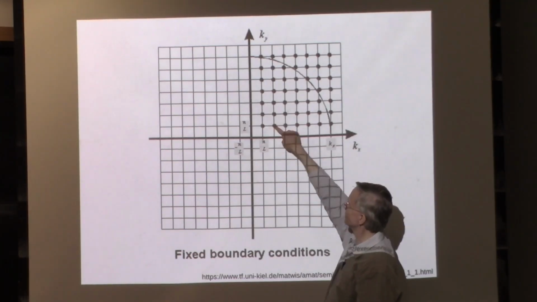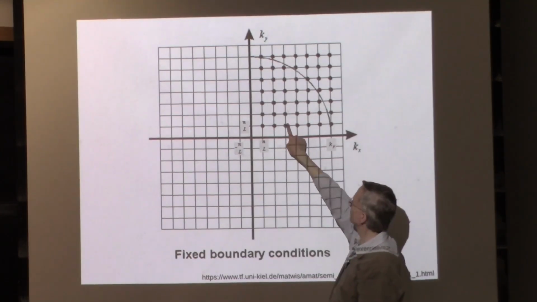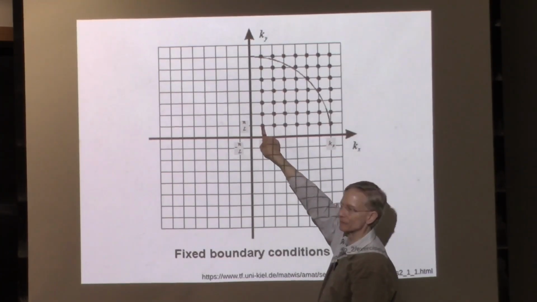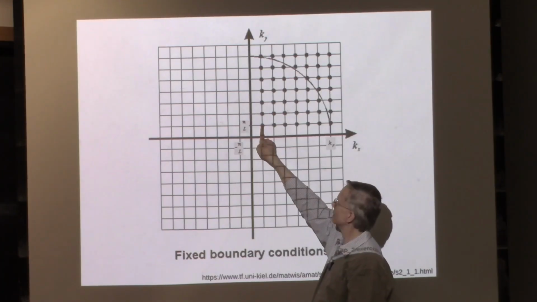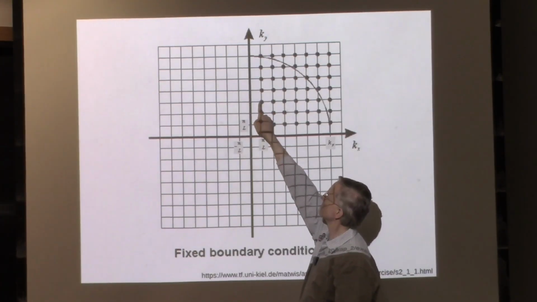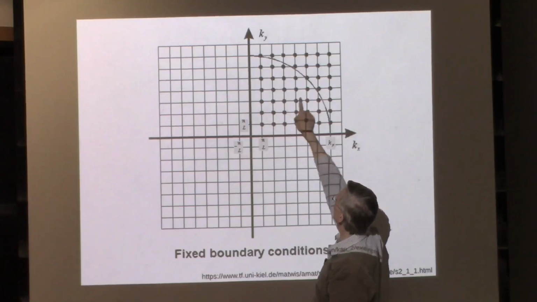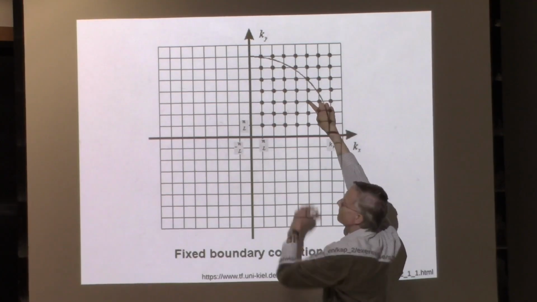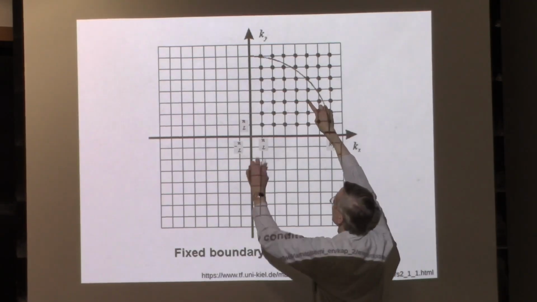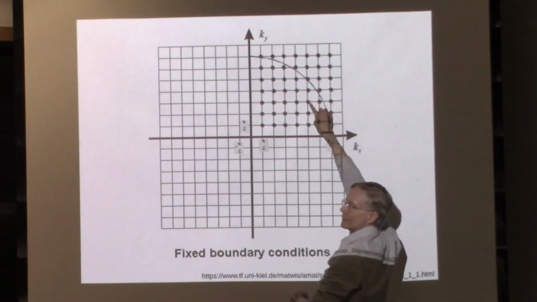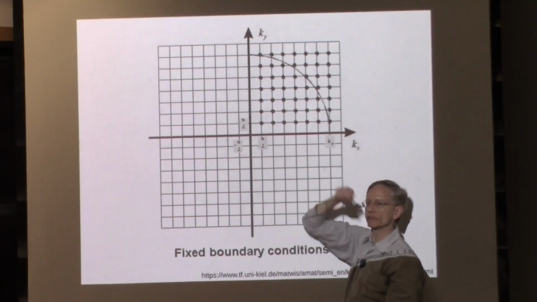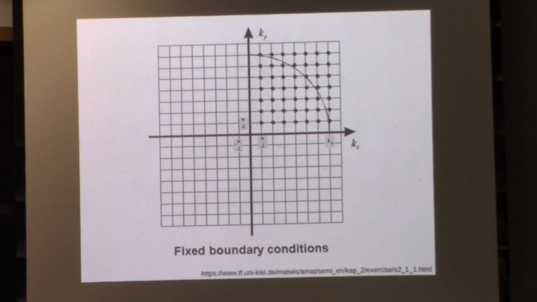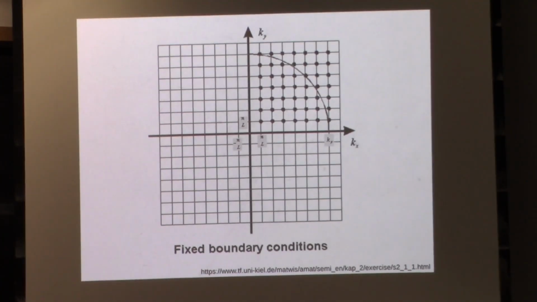What about this one? 2 pi over L, 4 pi over L, etc. K sub y right here is 3 pi over L, etc. Right? What about this point right here? K sub x is and k sub y is 3 pi over L, right? So the coordinates are integers times pi over L. Integers times pi over L, right?